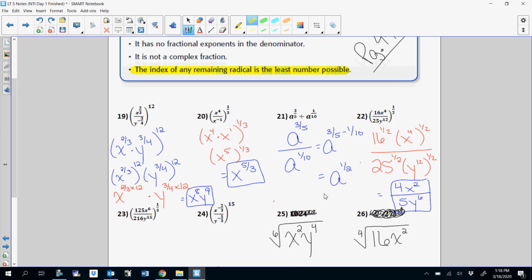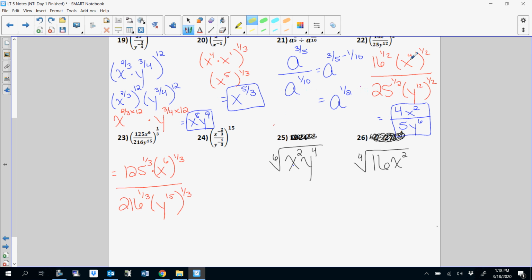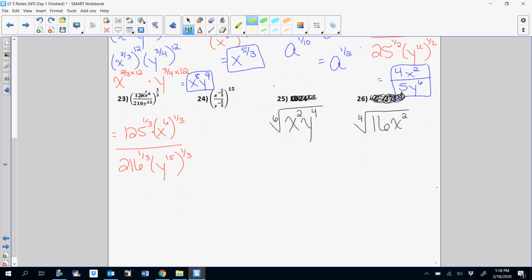Next example, 23. I went a little more detailed on 23 here and showed that the top of the fraction gets the exponent. The bottom of the fraction gets the exponent. Well, about the same detail, sorry, not more detail, about the same detail as the last one. So 125 gets the exponent 1/3, gets raised to 1/3. Well, that's the cube root of 125. That's 5.